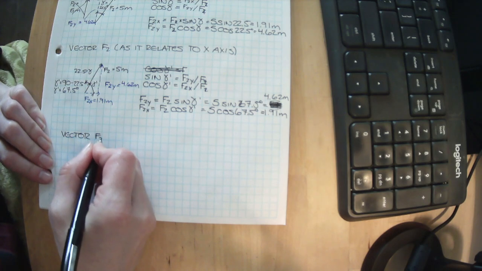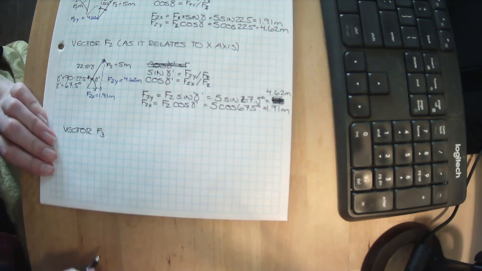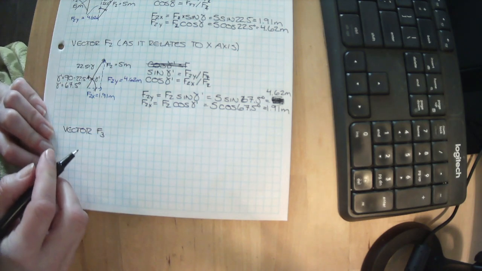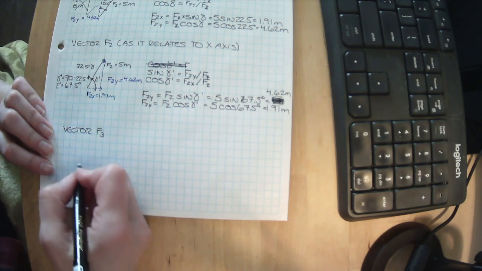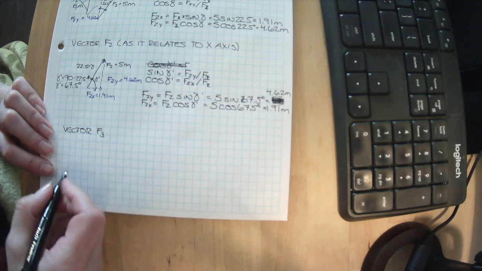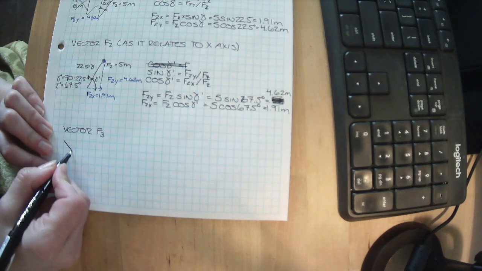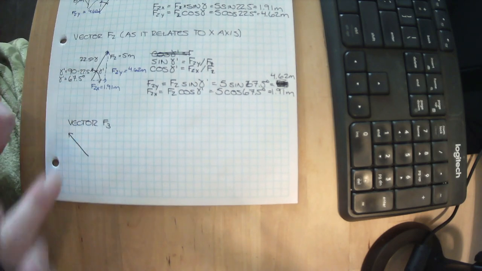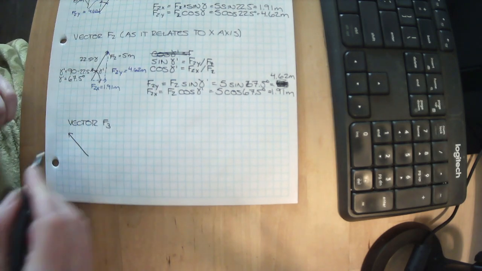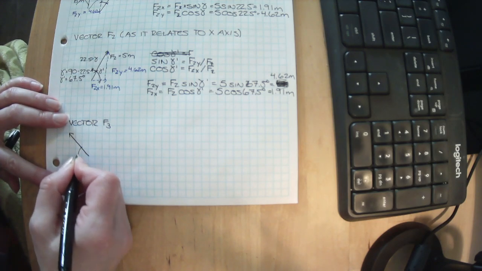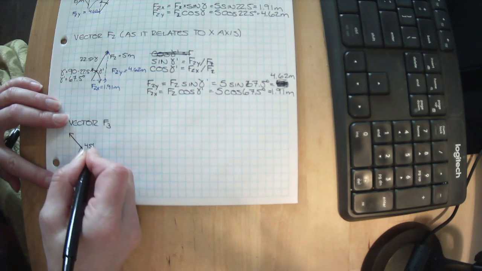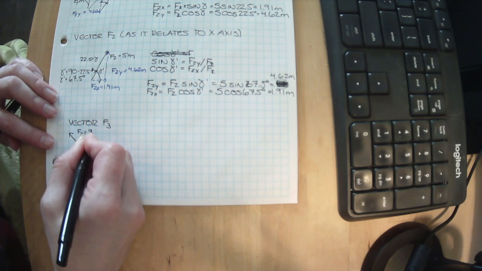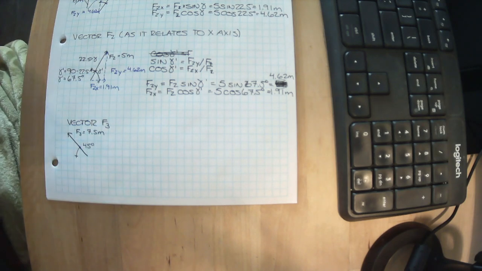Vector F3. Ooh, this is interesting. Vector F3, its value is 7.5. It's going in a backwards direction on us here. It'll be interesting to see what that means. They gave it to us relative to the x-axis as 45 degrees, and F3 had a value of 7.5 meters.